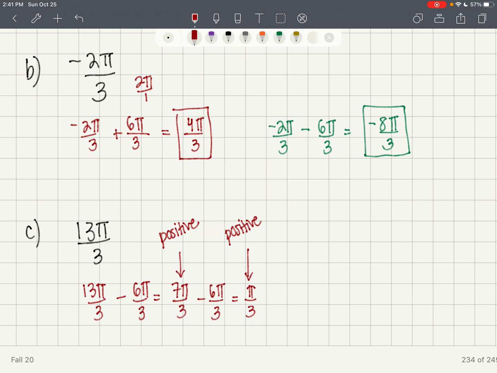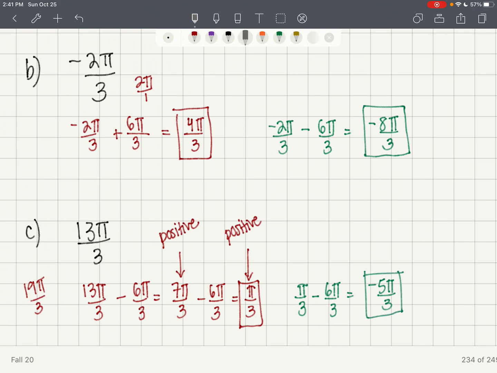You could have added and gotten 19 pi over 3. There's an infinite number of answers, but I like either 7 pi over 3 or pi over 3 best because I'm going to end up having to subtract anyway to get my negative coterminal angle. So I'm going to continue to subtract these 2 pi's until I get a negative coterminal angle, which is negative 5 pi over 3.